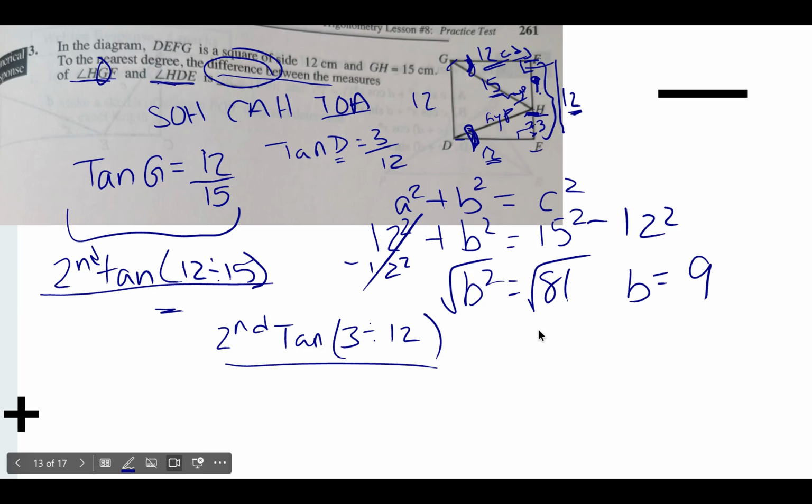Let's plug this all into our calculator, look for that difference, and once you subtract it, you'll see your answer is 23 degrees. So the difference between the two is 23.